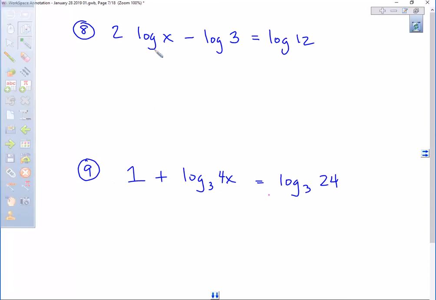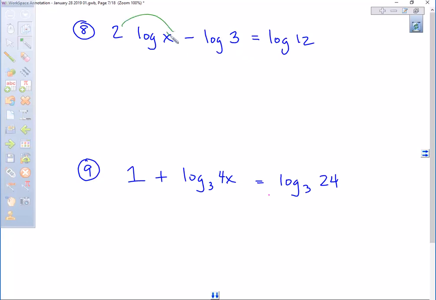Okay, now we have logs on both sides of the equation. So we want to get it to where there's one log on one side and one log on the other side. Okay, that's our goal. Or we want to get it to where there's logs on one side and numbers on the other, which we can. So what we're going to do here is condense. Let's condense this side.